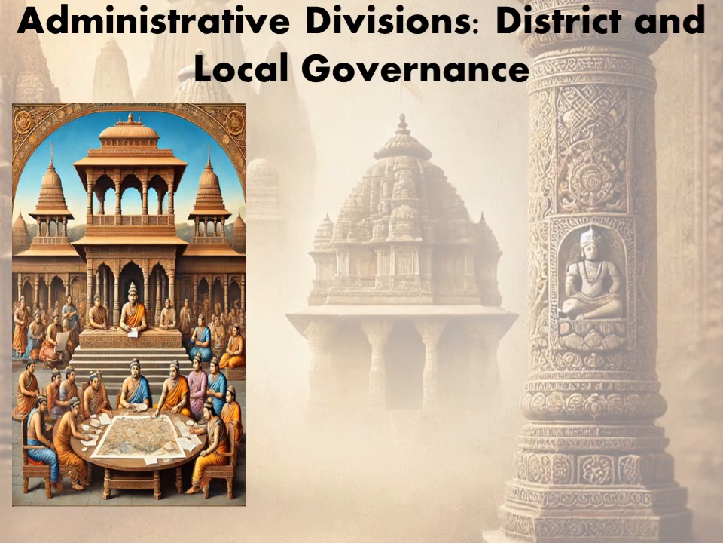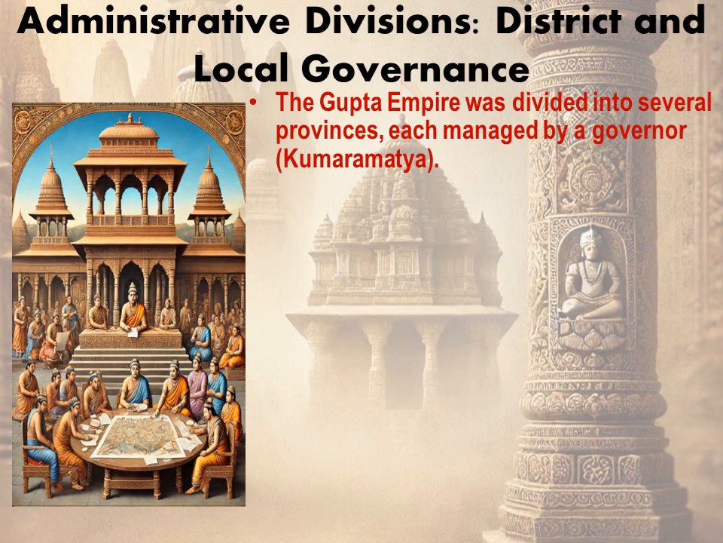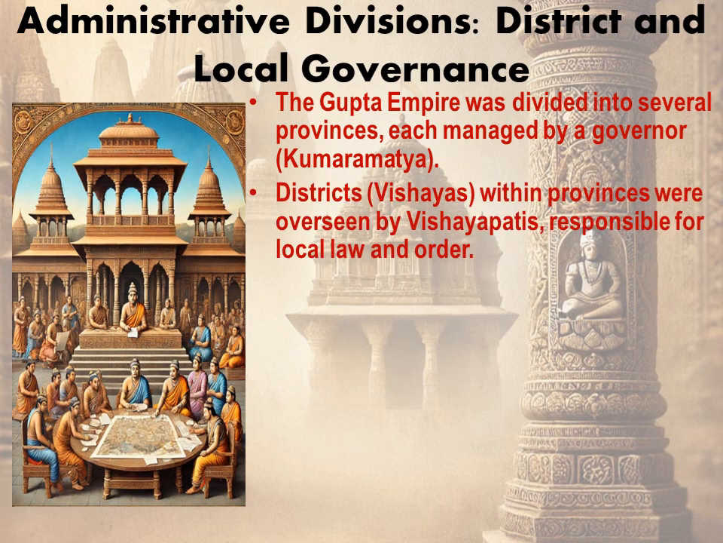Administrative divisions, district and local governance. The Gupta Empire was divided into several provinces, each managed by a governor who was Kumaramatya. Districts, Vishayas, within provinces were overseen by Vishayapatis, responsible for local law and order.